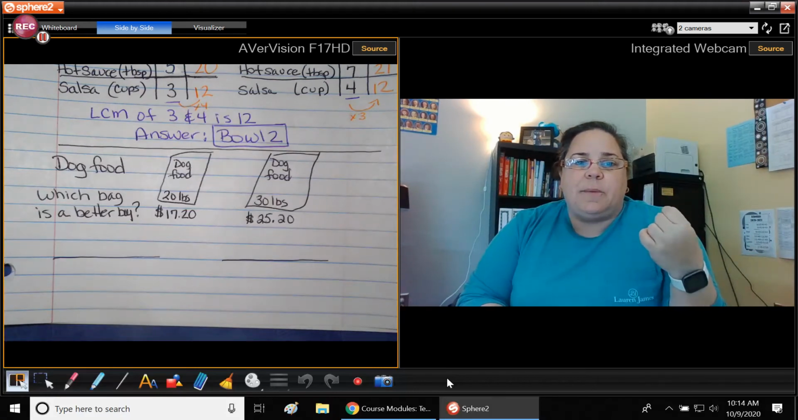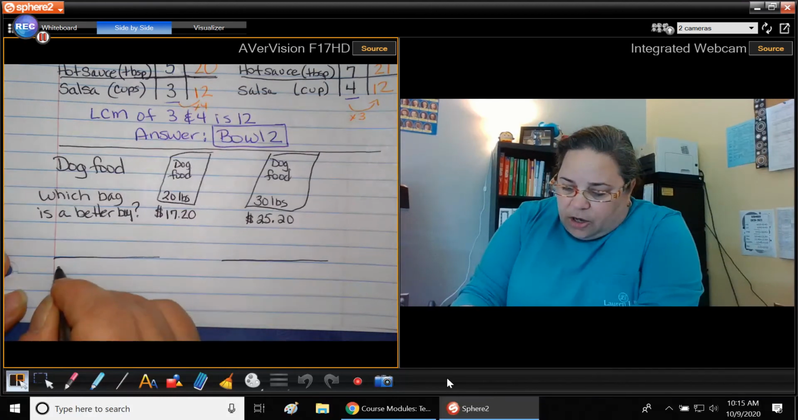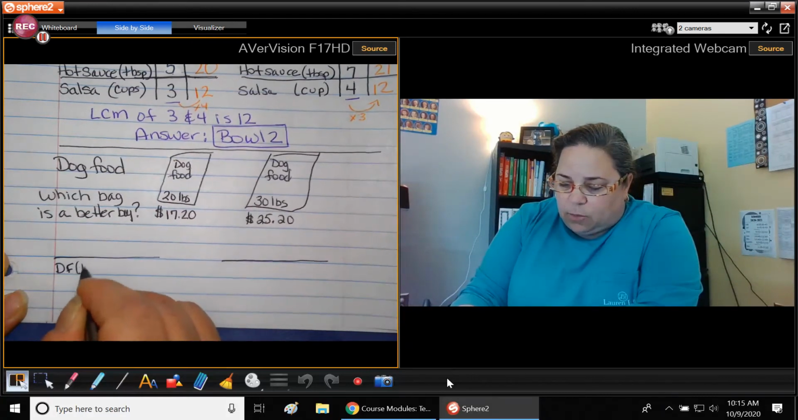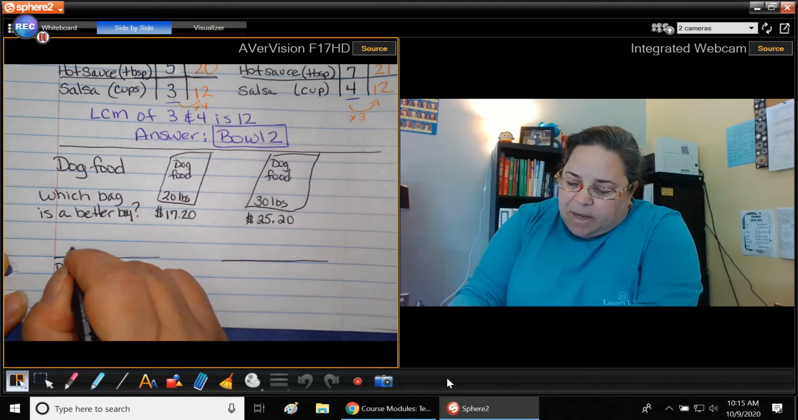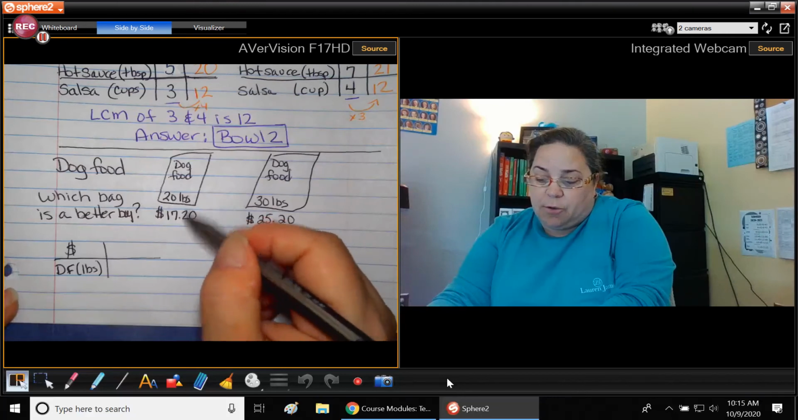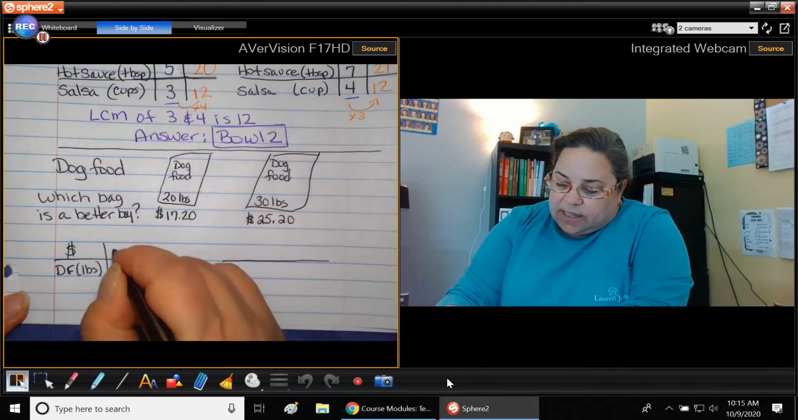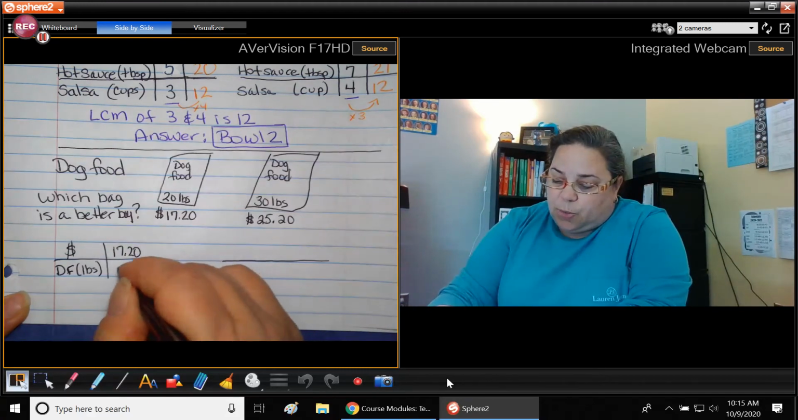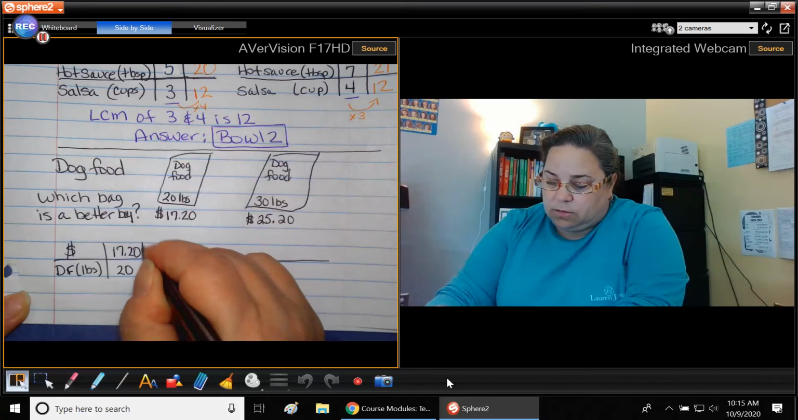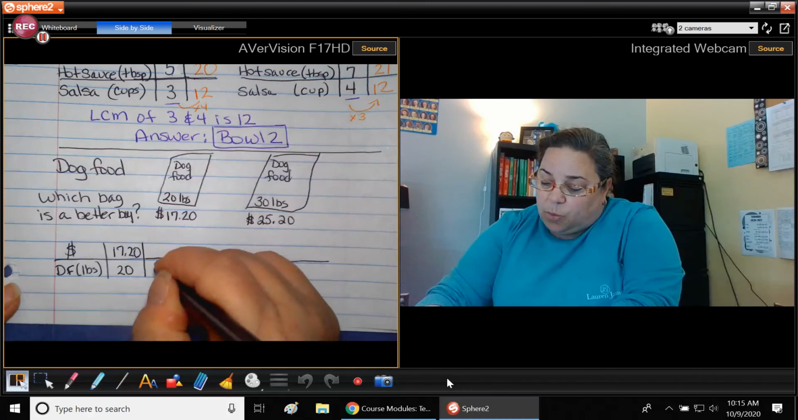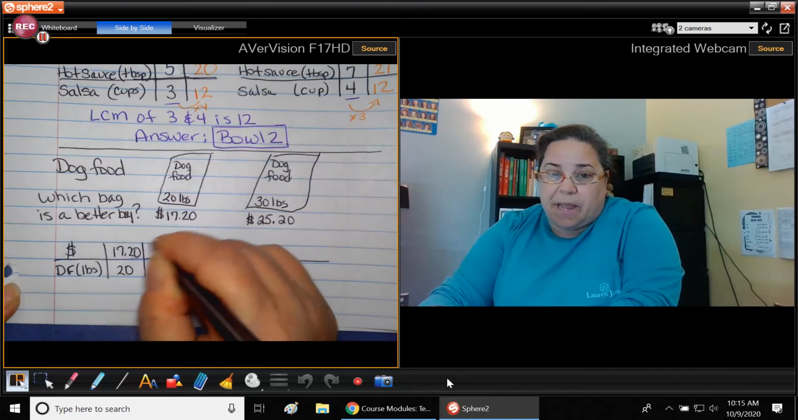So if we're talking about 1 pound, that means we're talking about the dog food on the bottom. So I'm going to put dog food, DF, pounds, and money on top. And remember, our starting ratio over here was 17.20 to 20 pounds. And we said we're going to try and find unit rate, so that means I have to put a 1 over here because I'm looking for how much 1 pound will cost.